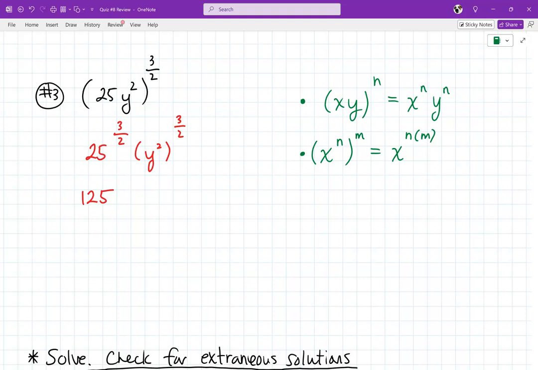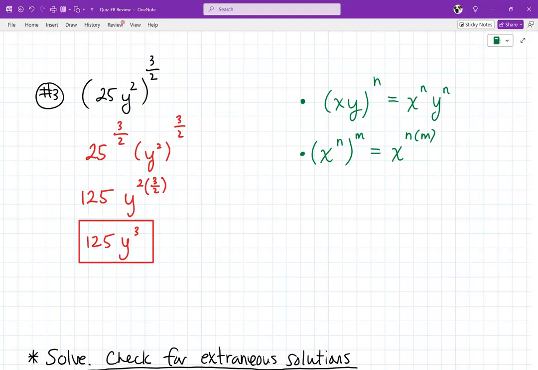You get 125. Now, y squared to the 3 halves is y to the, well, 2 times 3 halves. Now, 2 times 3 halves is just 3. So it's 125 y to the third. And that's it. There's your answer.